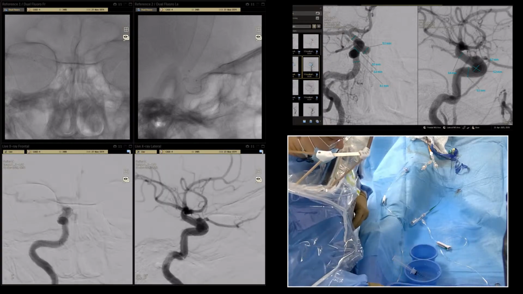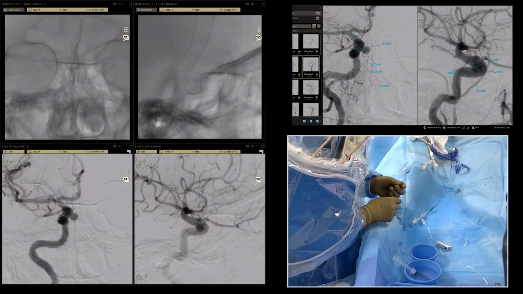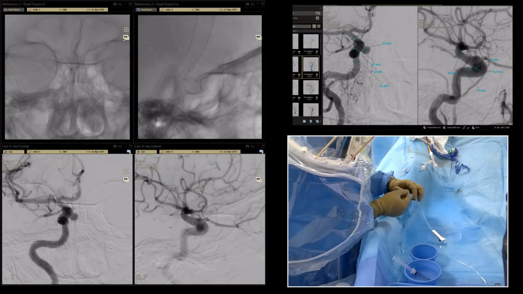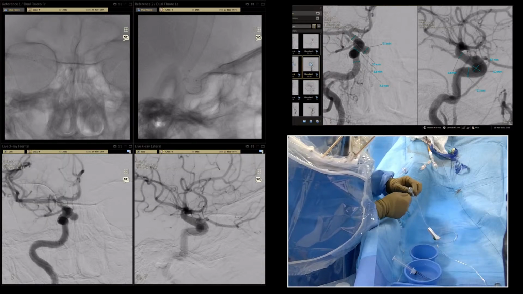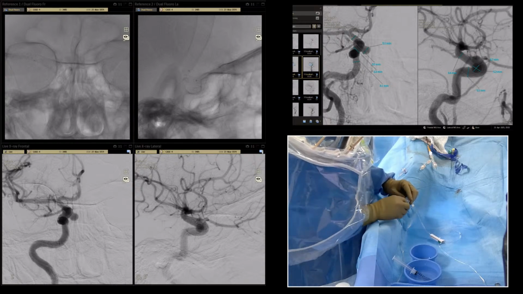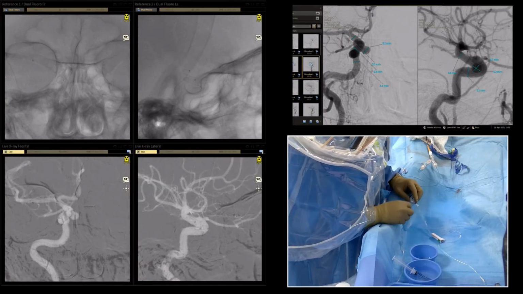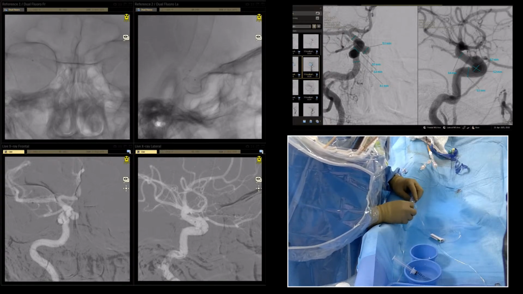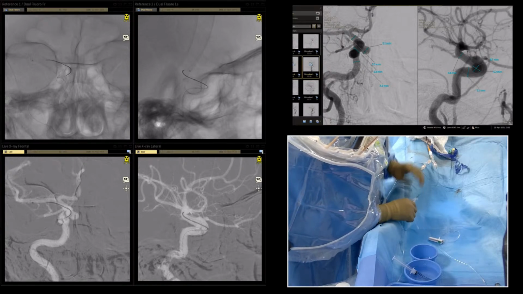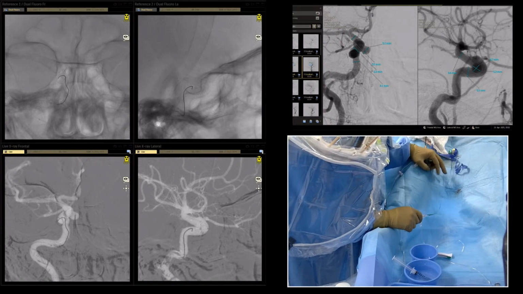5,000 units of heparin, and the patient is on ticagrelor 180 milligram twice daily. I think the Verify Now is not available. Yes, there are no cartridges for the Accumetrics VerifyNow system now. Okay, let's do massage.